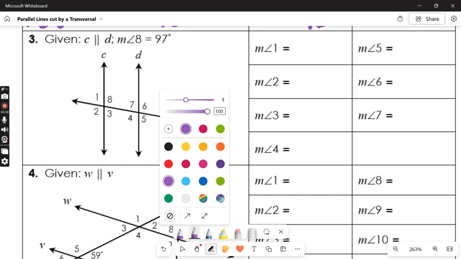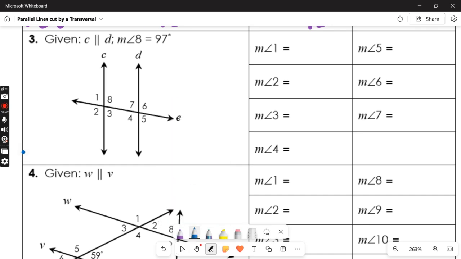Again, you can try it, see if you're getting the same answers. Angle 8 is 97. So 2 is vertical, so it's 97. 6 is corresponding to that, so it's 97. 4 is vertical to that, so it's 97.